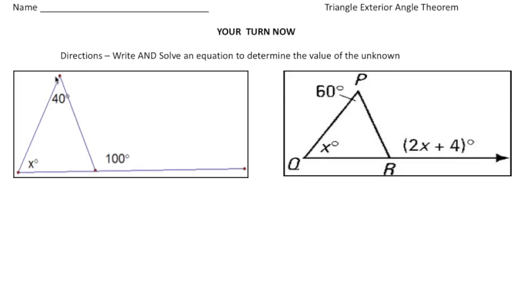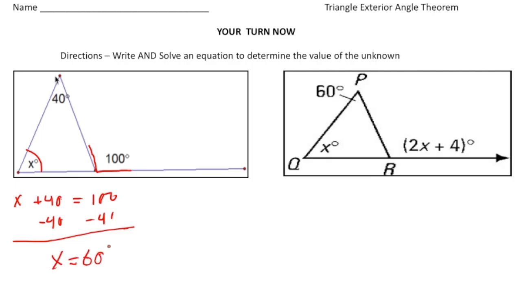All right, welcome back. Let's see how you did with these practice problems. For this first problem, you're trying to solve for the value of this x. And we know that x plus 40 degrees has to add up to this angle. So I'm going to write the equation. x plus 40 is going to equal 100. And when I take away 40 from both sides, we get x equals 60 degrees. So there's the first answer.